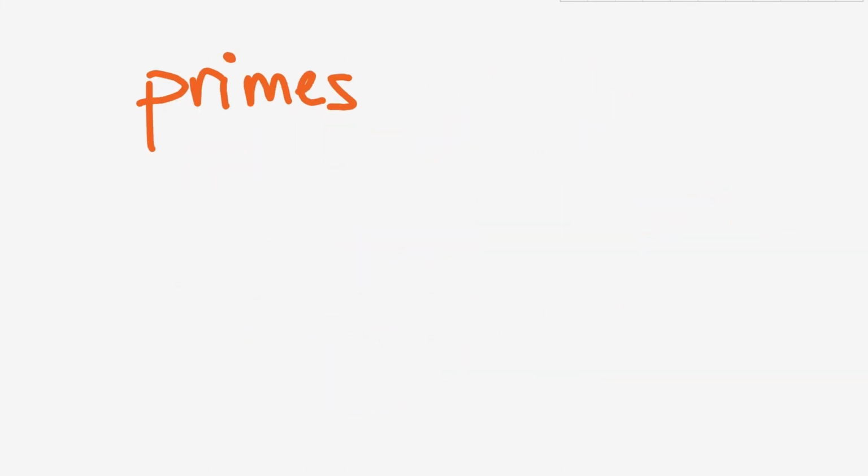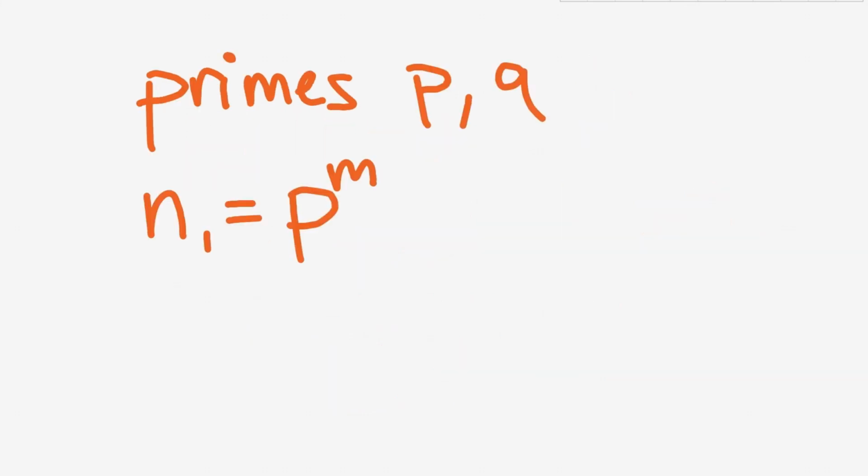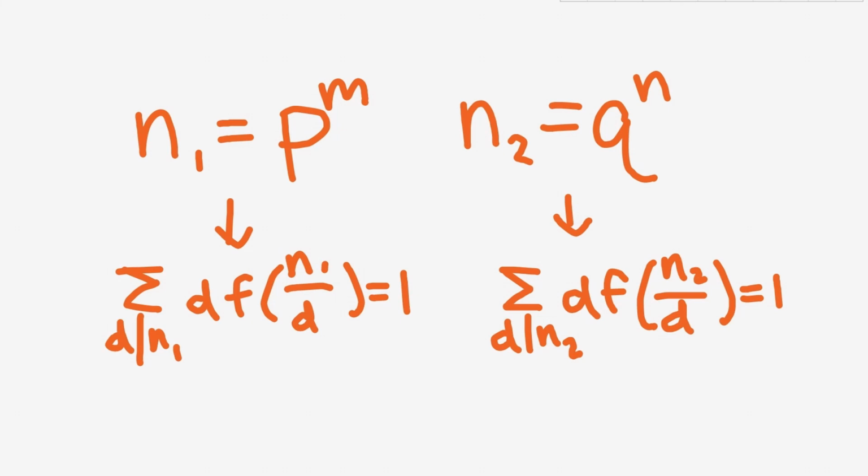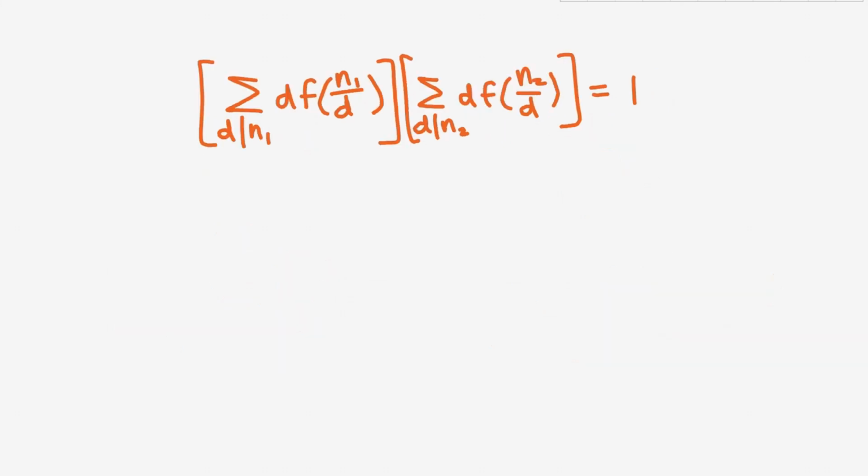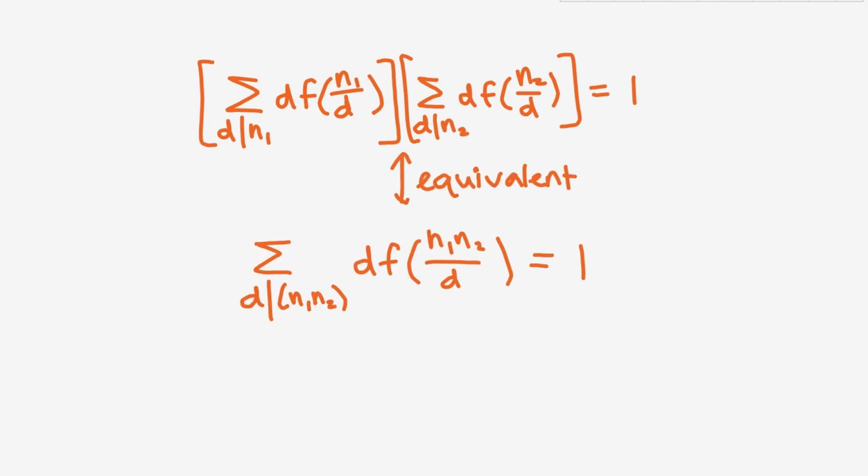Consider 2 primes, p and q, and let n sub 1 equal p to the m, and n sub 2 equal q to the n, where m and n are non-negative integers. Plugging in n equals n sub 1 and n equals n sub 2 gives us 2 conditions. If we multiply these 2 conditions together, we get the following, which actually turns out to be equivalent to the condition when n equals n sub 1 times n sub 2, as long as we assume that f is a multiplicative function.